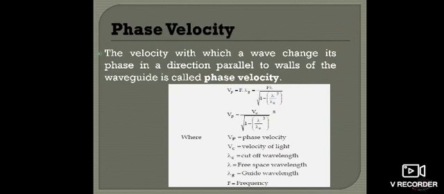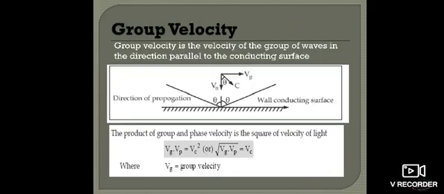Okay, so what does Vp mean? That is the phase velocity, and what does Vc mean? Velocity of light. Okay, so the velocity of light can be given with lambda in terms of c by f, so we are taking it as Vc. Lambda c equals the cutoff wavelength, lambda is the free space wavelength, lambda g is the guide wavelength, and f is the frequency of the wave. The frequency of the signal and wave are the same. So this is the formula for phase velocity.